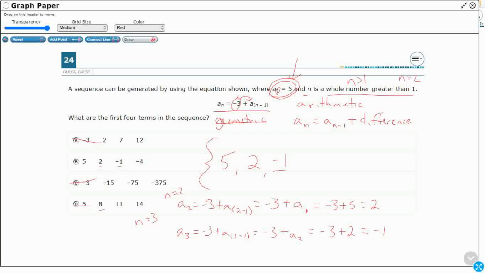All right, and that makes sense. We're pretty sure it's going to be B, but let's check out that fourth one. When n equals 4, what happens? Well, it's going to be negative 3 plus a_(4-1). So it's going to be negative 3 plus the previous term, a_3. My a_3 is negative 1. So negative 3 plus negative 1. It's going to be like negative 3 minus 1, right? And that's obviously going to be negative 4. So this is just a fancy way of saying, look, just subtract 3 each time, because that's what that difference is, and it's an arithmetic sequence. So my answer here is B.